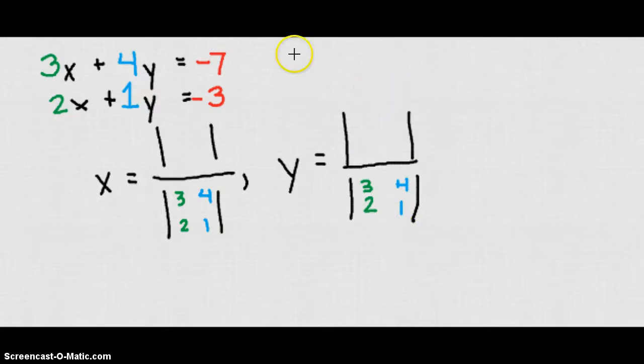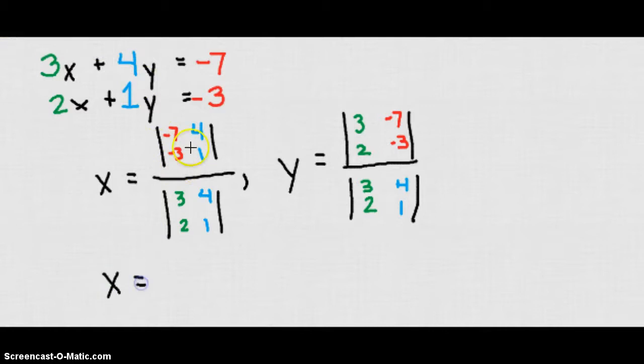Now for the top, remember on the outside, I put these right numbers. So I put negative 7, negative 3. And then in the middle, for the x, I'm going to use the y coefficients, and for the y, I'm going to use the x coefficients. So now we can find the values of each of these determinants to get us our coordinate.